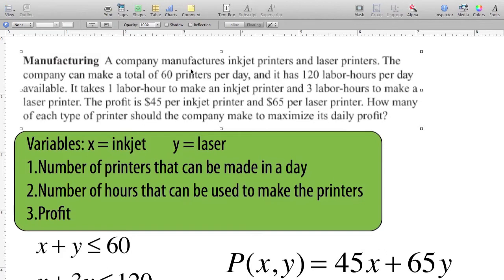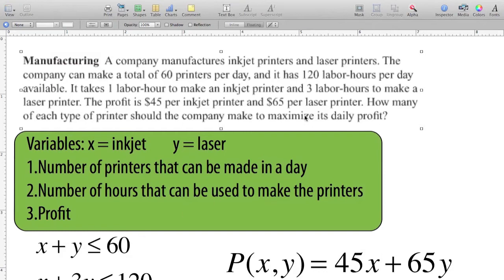If we look at the first set of numbers, they tell us each day the company can make only a maximum of 60 printers. So if I took the number of laser and the number of inkjet and added those together, that would tell me exactly how many I'm going to be making in one day. So x plus y can be no more than 60. You can see that in the first inequality at the bottom. I can't ever have more than 60 printers created in just one day. So that's the first thing they tell us.